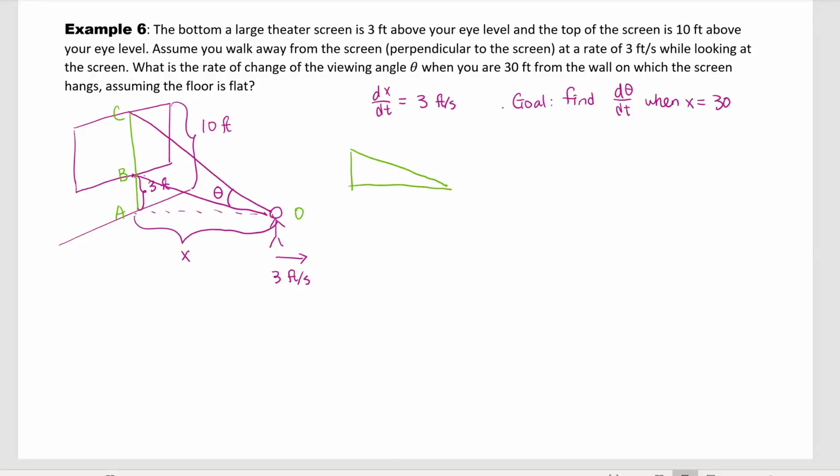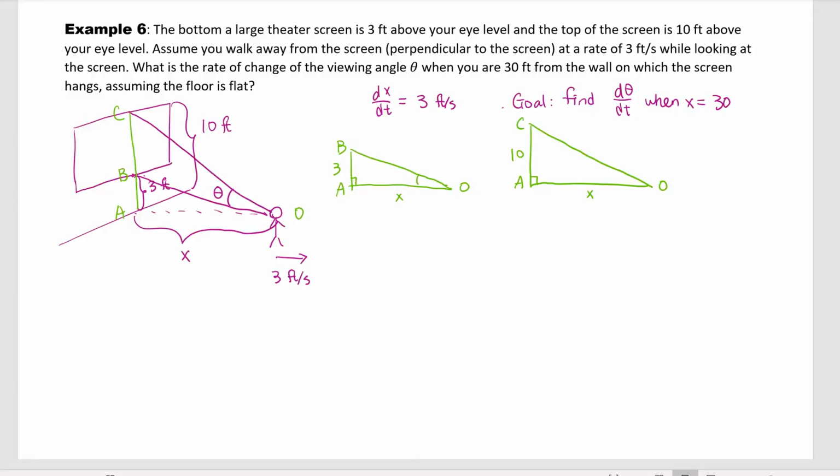Okay. O, A, B, where this is 3 and this is x. And there is a triangle O, A, C, right? Where this is 10. Okay? And what is theta?